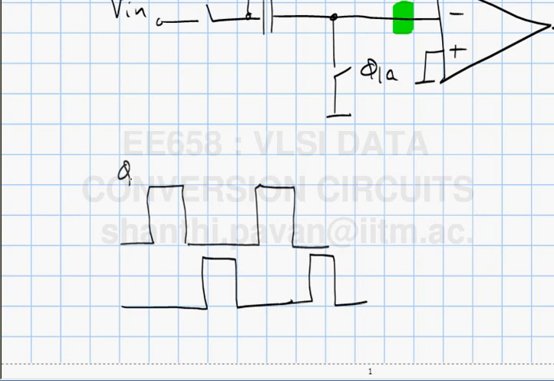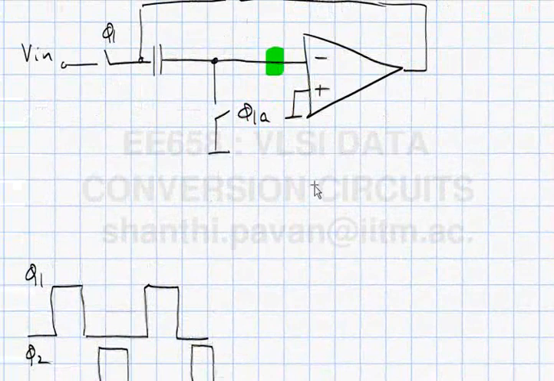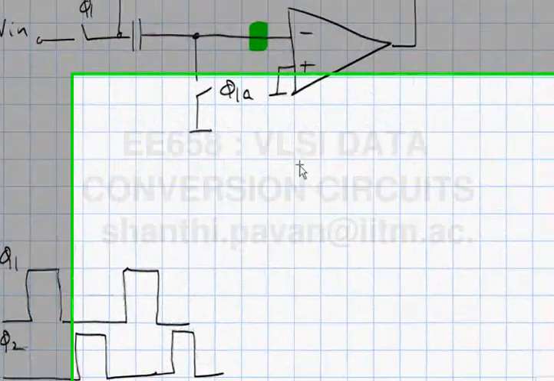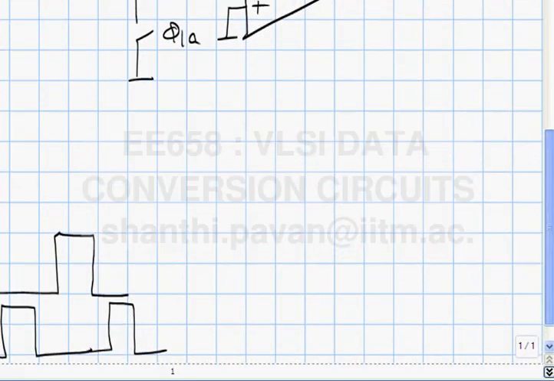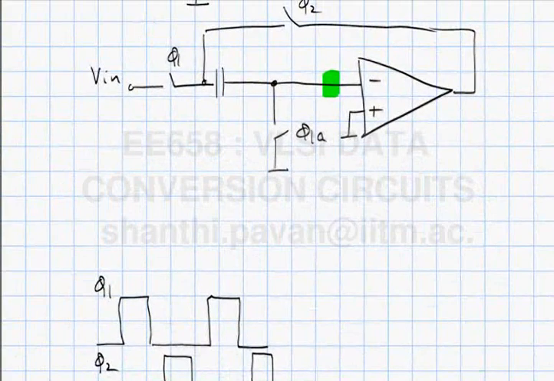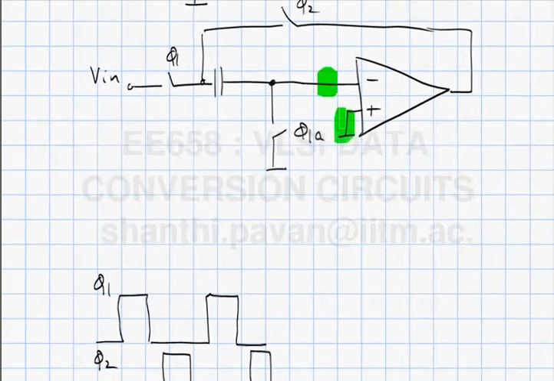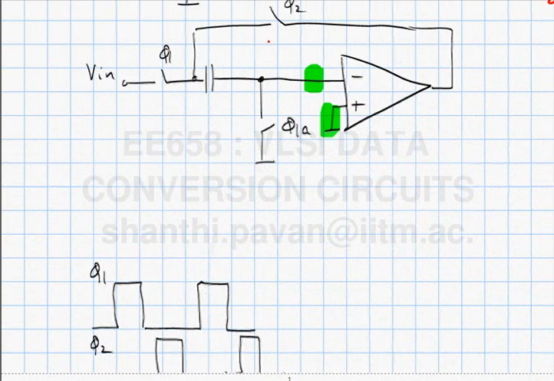So this is phi 1, this is phi 2. If I plot the output of the op amp, what do you think it will look like? During phi 1, what is the output voltage of the op amp? 0. Why? The negative terminal is shorted to ground. Correct? So the difference between the two input voltages is 0. So in principle, if the op amp output is A times this voltage minus this voltage, the output should be 0. So the output of the op amp will remain 0 here.